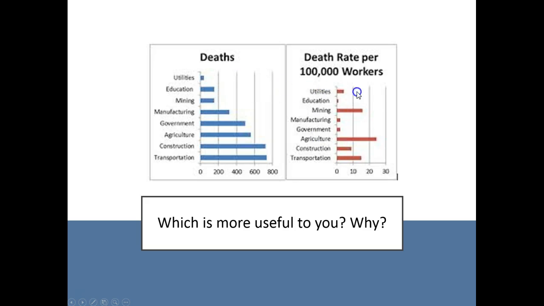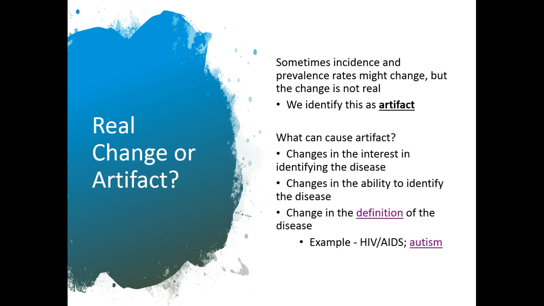This takes into consideration how many people are employed in that job. So, for example, there's probably a lot of people employed in construction, so you have a lot of deaths. But if you look at it per 100,000 workers, it's not quite as bad as you think. So, when we look at data and we see changes, we have to ask ourselves, is this a real change or is it artifact? Sometimes changes are not real.